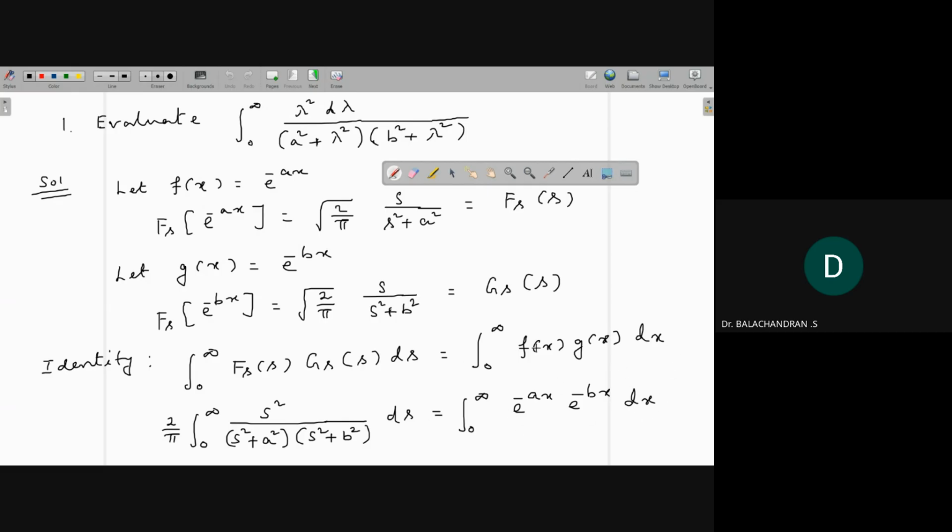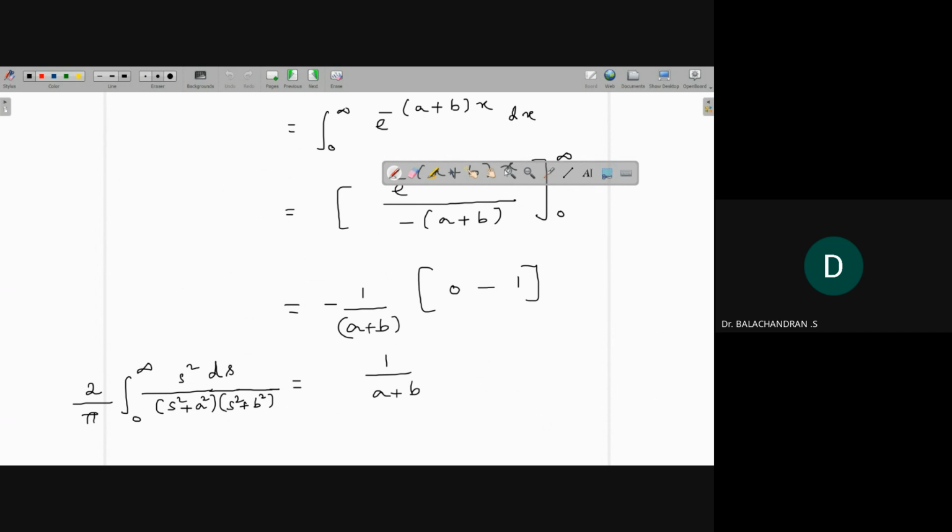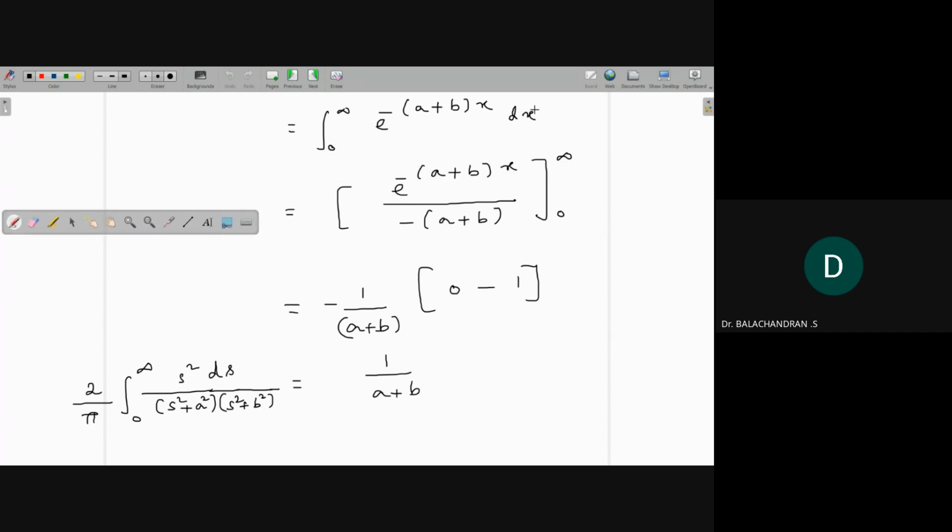Now integrate the right hand side. The right hand side is integral 0 to infinity of e power minus (a plus b) x dx. If you integrate this function, you'll get e power minus (a plus b) x by minus (a plus b), with the limit from 0 to infinity. If you substitute the upper limit, e power minus infinity is 0, minus e power 0, which is 1. So the right hand side is 1 by (a plus b).